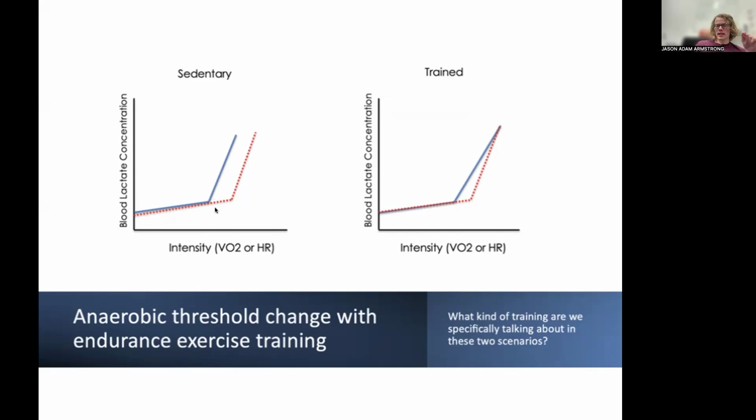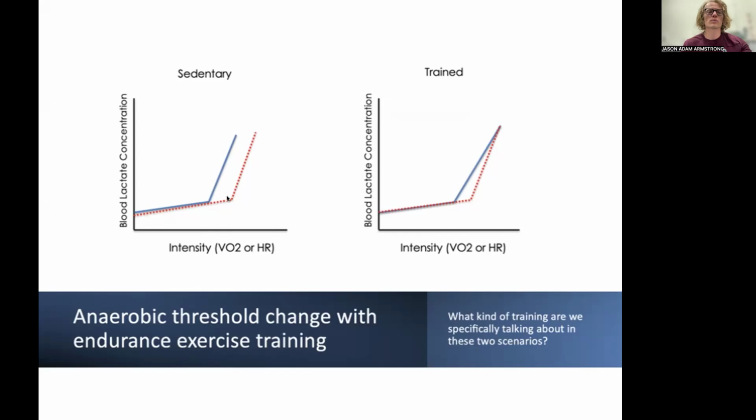However, with training, now I can maintain a higher level of intensity for a longer period. So now I might be able to maintain walking at, let's say, 5 miles per hour with a 2% incline without my blood lactate levels increasing significantly.